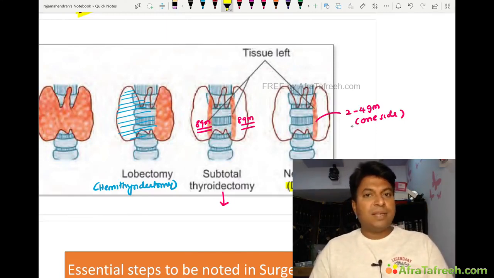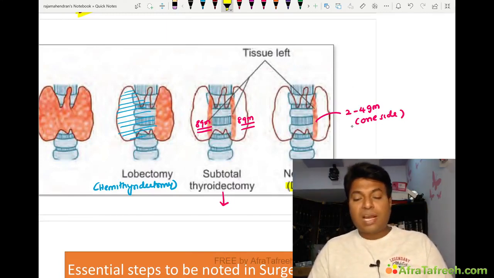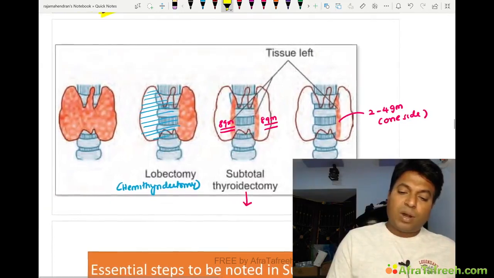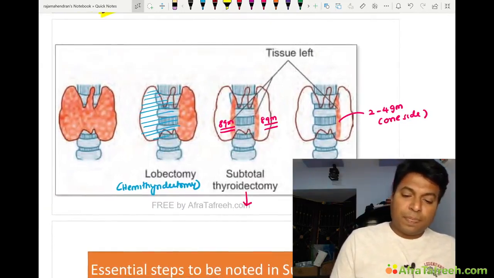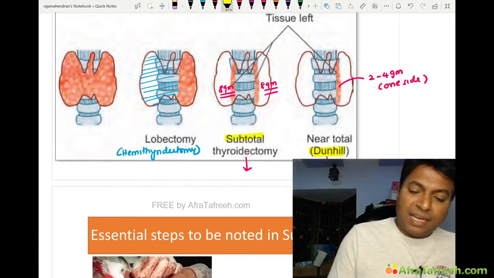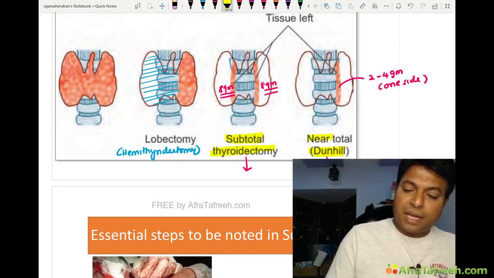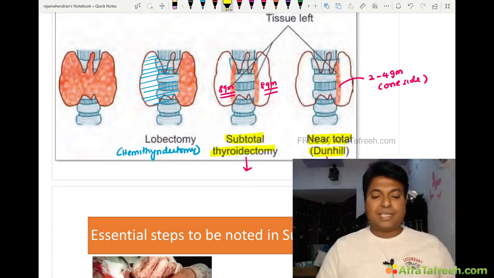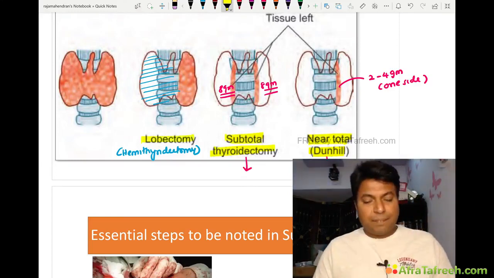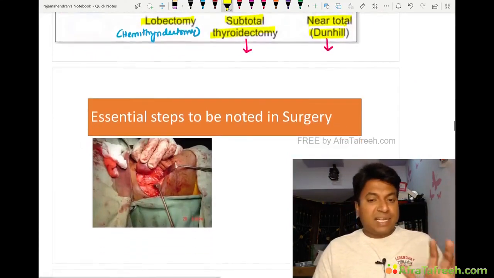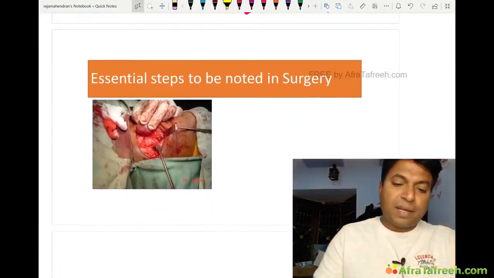2 to 4 grams left on one side is known as Dunhill operation. Please don't forget this. Okay. So subtotal thyroidectomy is 8 grams left on both sides. Near total is 2 to 4 grams left on one side. So lobectomy is removal of one lobe of the gland. While doing thyroidectomy, certain essential questions I want you to remember here.